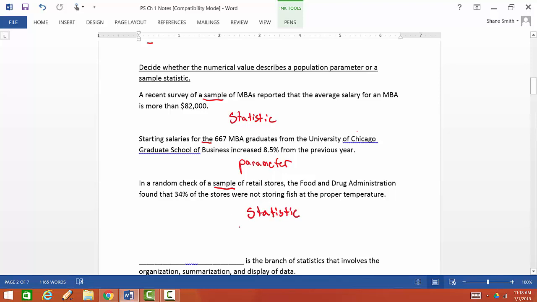Now, keep in mind, it doesn't have to say the word sample. For example, it could say a representative group from all whatever you're talking about, and that would still be a statistic because a representative group from everybody is a sample. So just keep in mind that statistics have to do with samples, which are a part of a whole group. Parameters describe populations, which is everybody in a group.